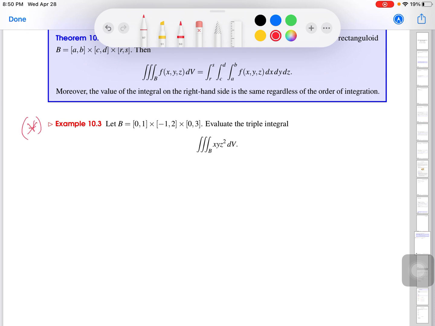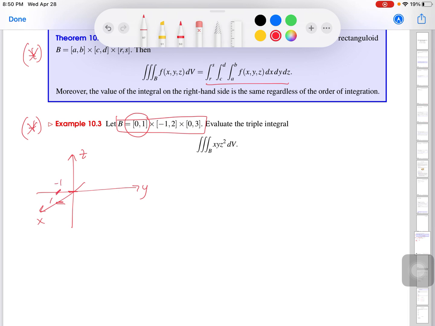And this one is intended to get us practicing with Fubini's theorem up here, and specifically with the iterated integral that I have to do 3 integrations for. So I'm given this box domain. I'm just going to try very quickly to visualize this. So we are having x go from 0 to 1, and then y is going from -1 to 2, and then z is going from 0 to 3.